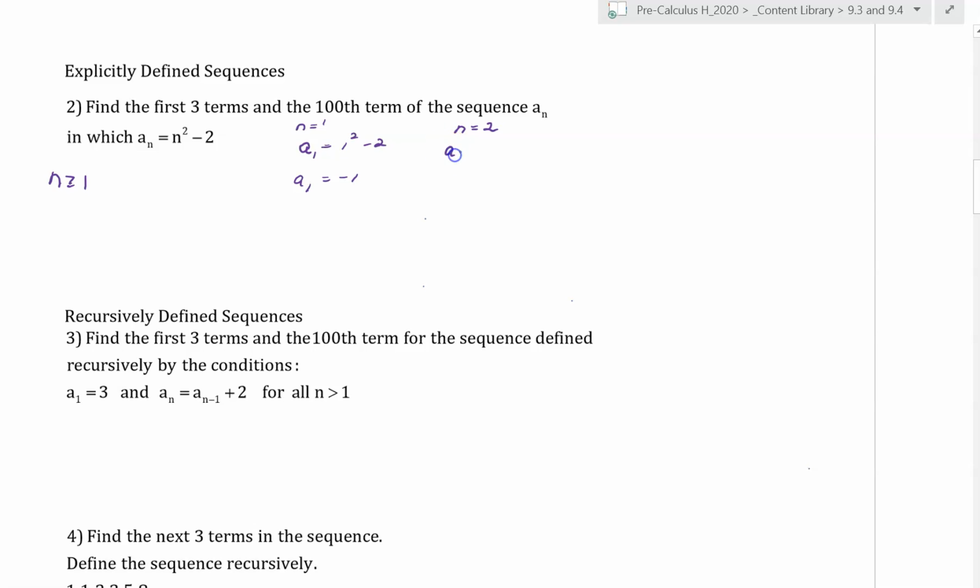So now we have the second term is 2. And let n be 3, and you could find the third term is 7. So you could write negative 1, 2, 7. There we go. And it might be kind of hard right now if you wanted to think about the 100th term, but you could just let n be 100.